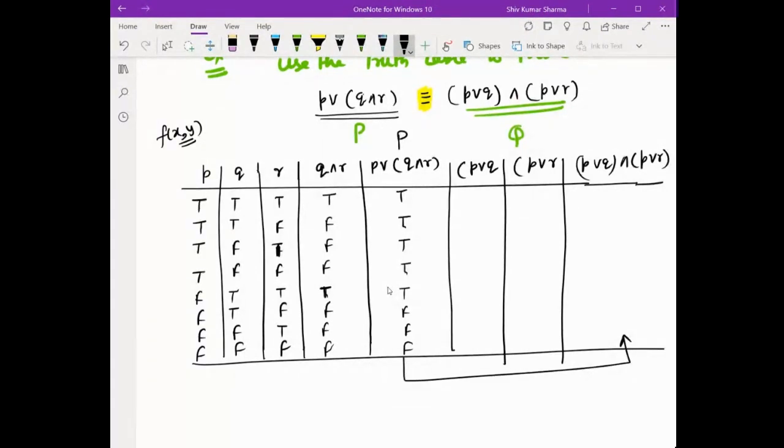So we want to show that this column has the same truth value as the last column. Now we calculate P or Q. P or Q, that means OR having false, false is false, otherwise true. So P or Q: true, true is true, true, yes. True, true, true, true, and false, false. Good.